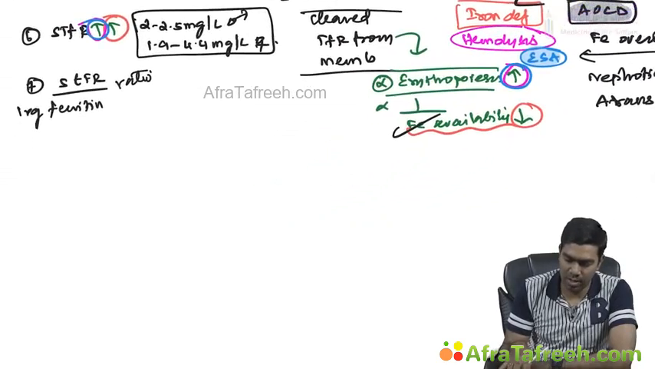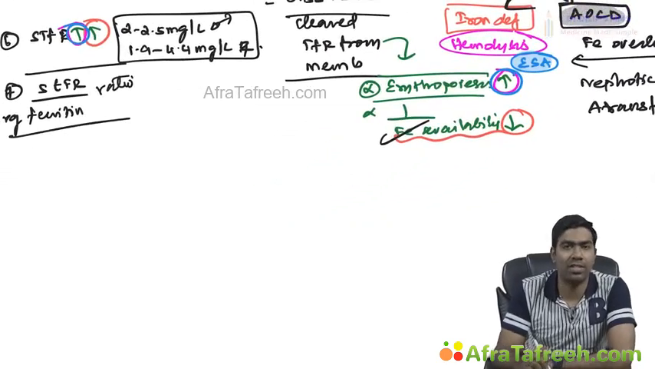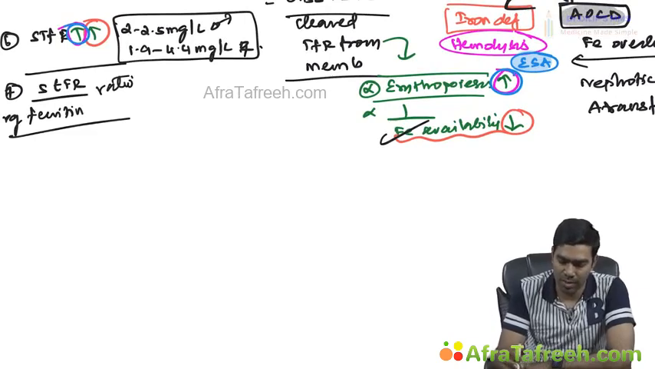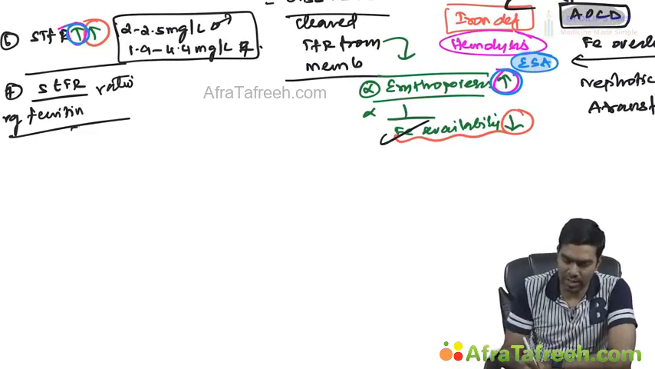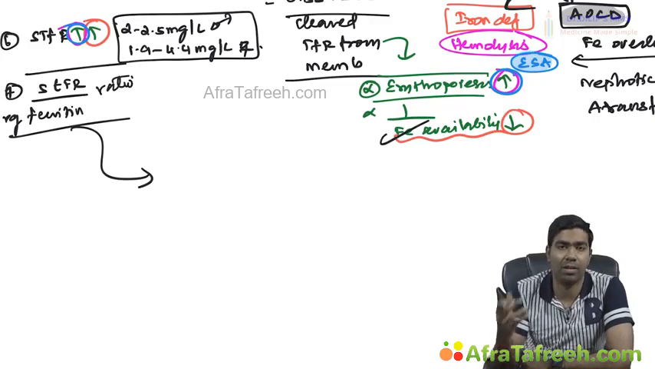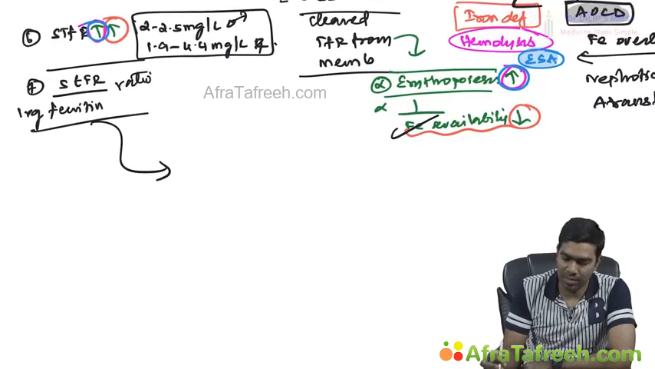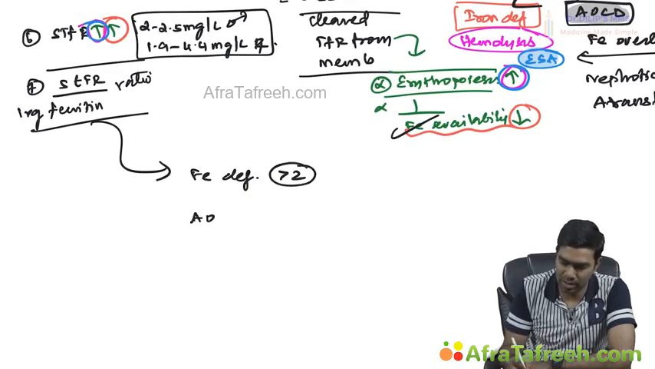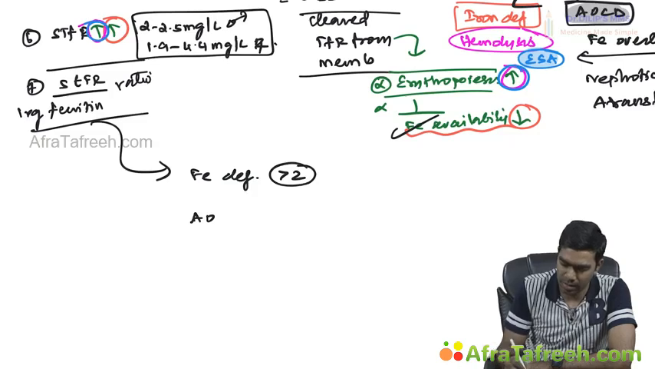The final one is the soluble transferrin receptor and log ferritin ratio. So what is the most important thing in this ratio? It is calculated by the soluble transferrin receptor measurement divided by the logarithm of ferritin. In iron deficiency, the values will be more than 2, whereas in anemia of chronic disease, the values will be less than 1.